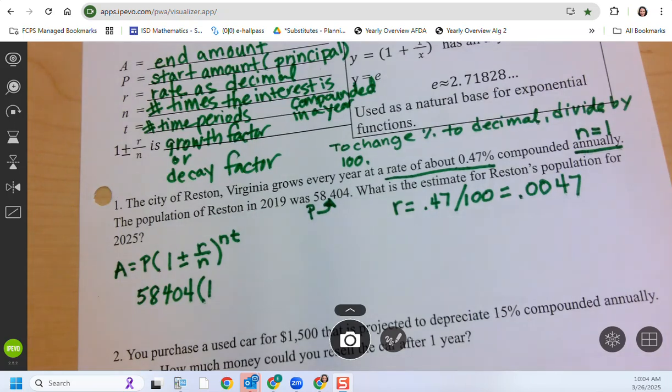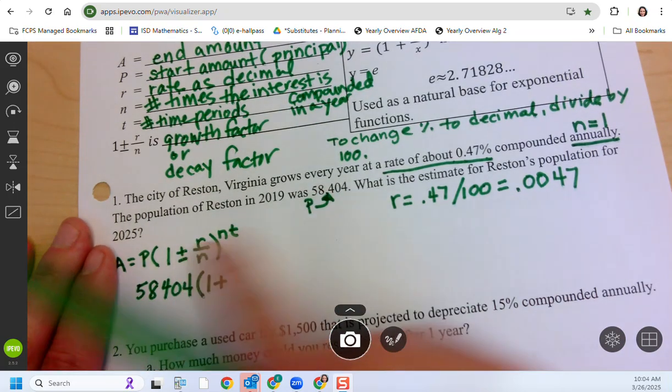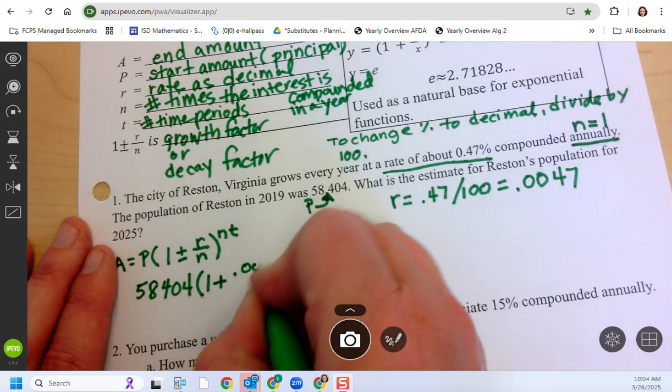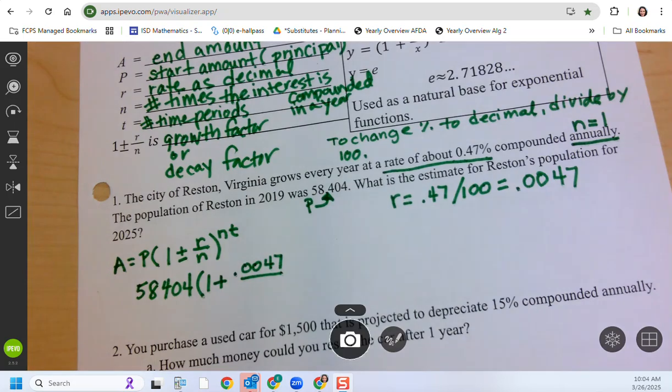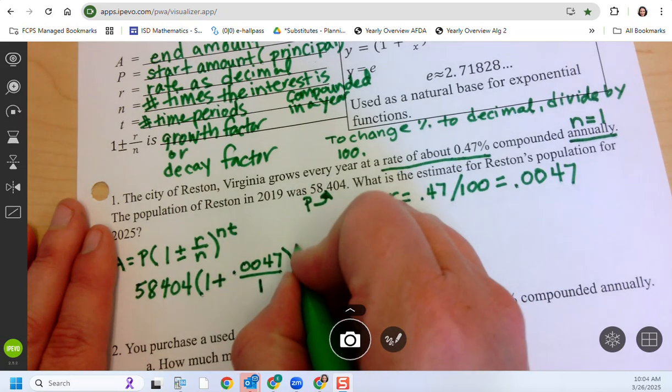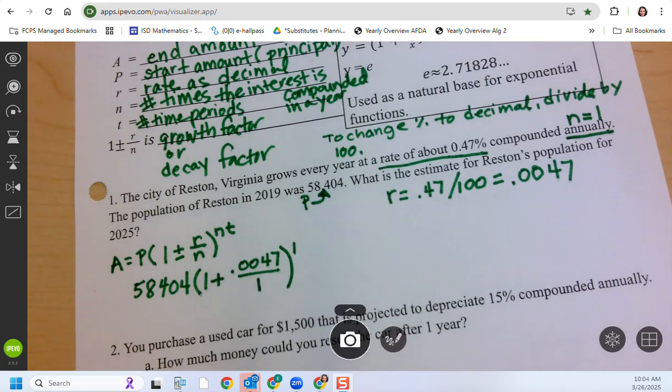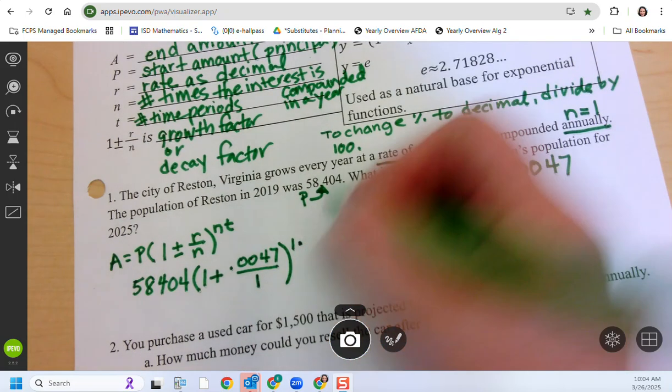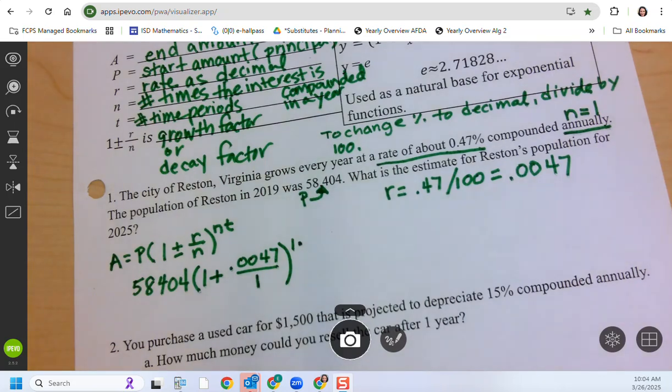Remember that the rate we found is the decimal 0.0047. And then we divide that by the number of times the interest is compounded in a year. So if it's compounded annually, then the n equals 1. Notice that the n is also used up here, 1 again, and then times the number of time periods. Now don't call this out. I want you to talk to your group about how many years have passed in this problem so we can figure out what number to put in for t. Talk to your group. Okay. How many years did you guys get? 6 years? I agree. 6 years between 2019 and 2025. So that would be times 6.